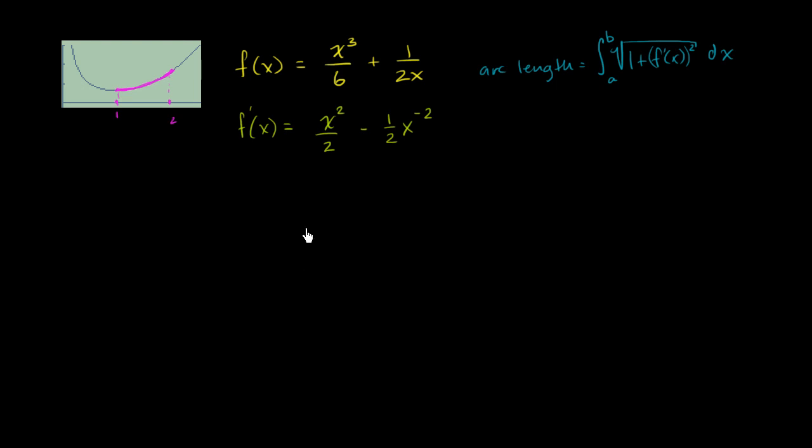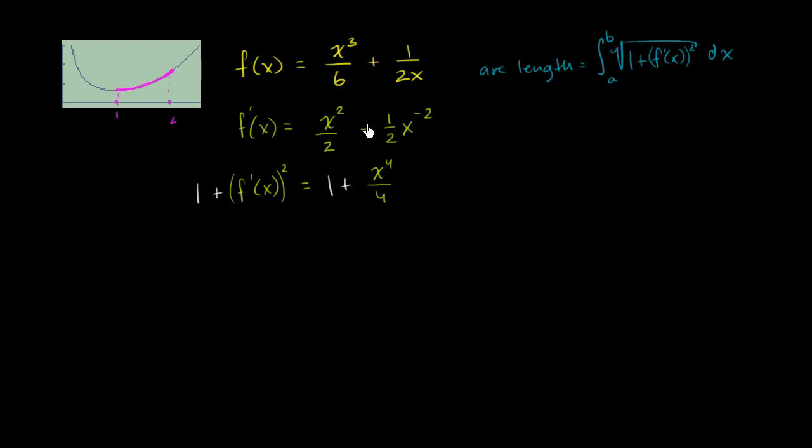Now, what is f prime of x squared? Actually, let's just write out, what is 1 plus f prime of x squared? It's going to be 1 plus this thing squared. And so let's see, this term right here squared is going to be x to the fourth over 4.